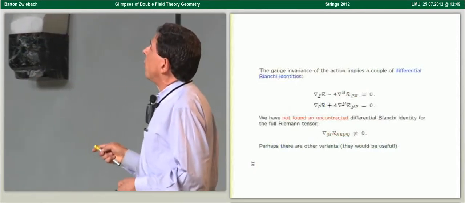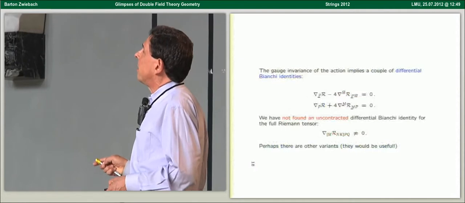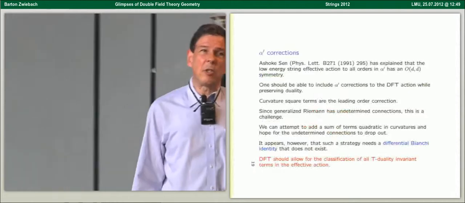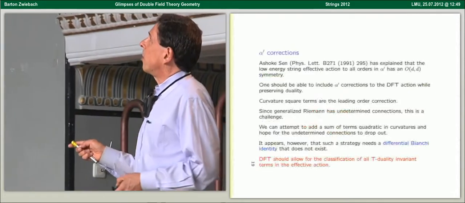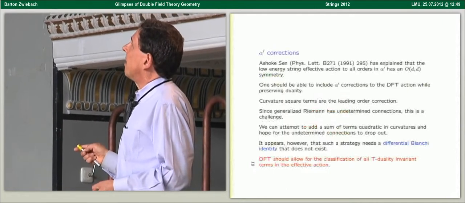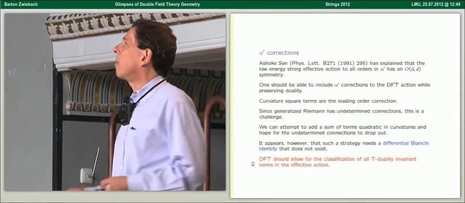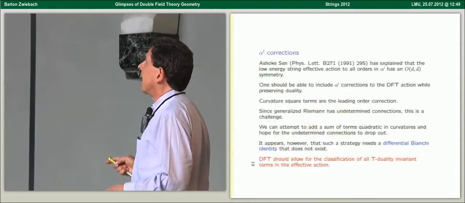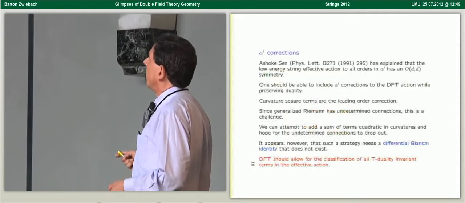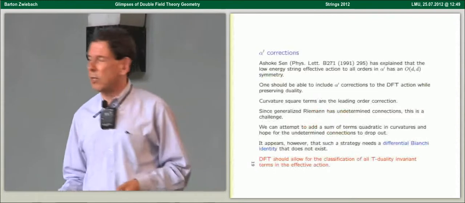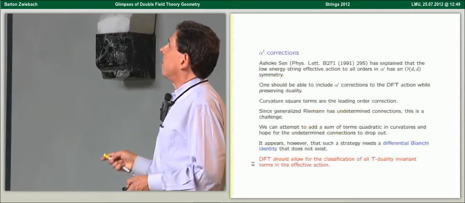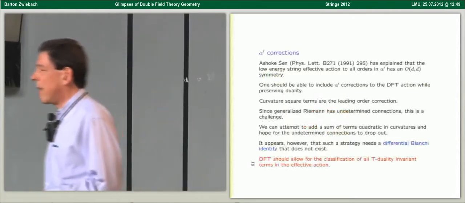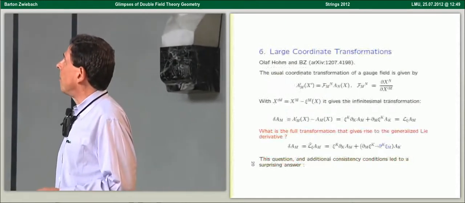There are contracted differential Bianchi identities, but not an uncontracted one. So alpha prime corrections, this subject, due to work of Ashoke Sen a long time ago, we believe that this O(d,d) symmetry should survive alpha prime corrections, but at this moment we've not been able to understand how to do that, and the lack of a differential Bianchi identity is causing some headaches. But we believe that double field theory is the right formalism to classify all T-duality invariant effective actions, so we hope to come back to this problem.